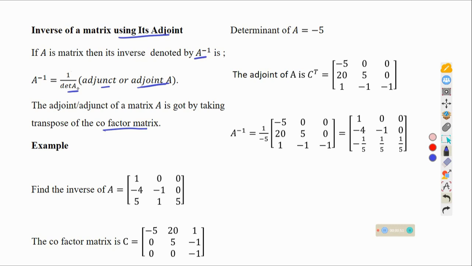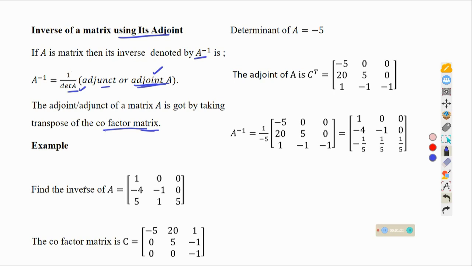Since we already know how to get the determinant of any given matrix, the other important thing is to know how to get the adjoint of the matrix. But we know how to get the cofactor matrix. Since we know how to get the cofactor matrix, we shall be able to obtain the adjoint by simply taking the transpose of the cofactor matrix. So let us look at a few examples.